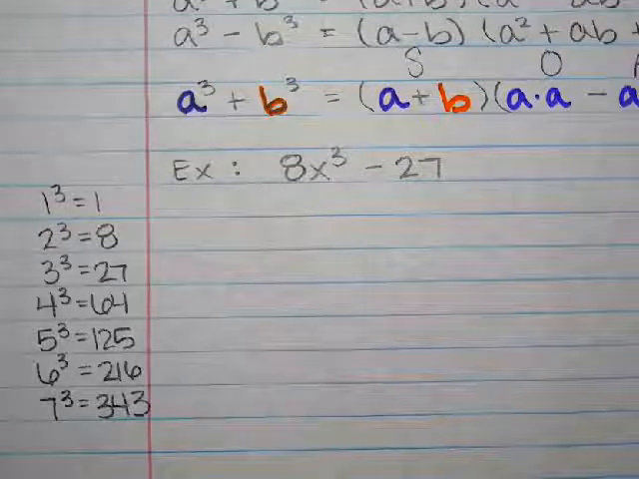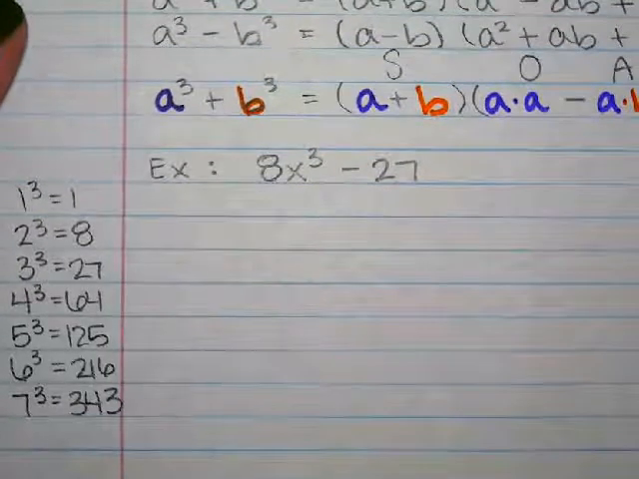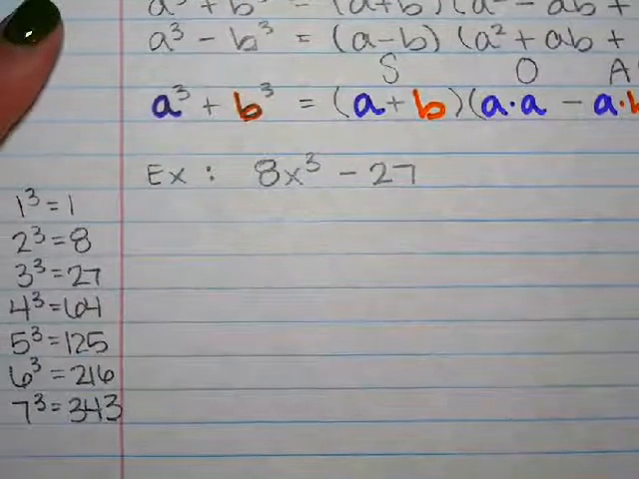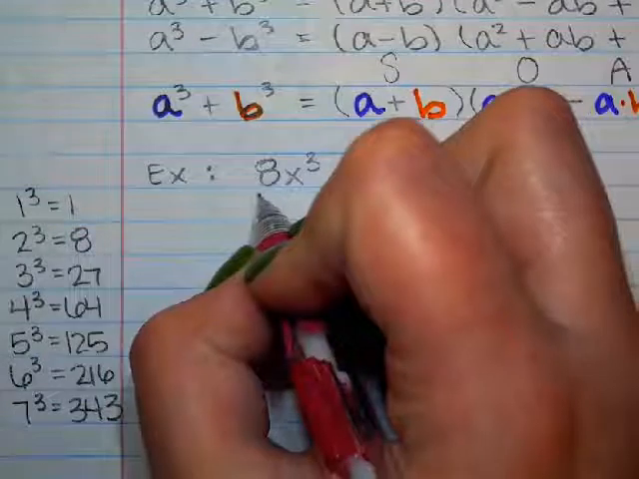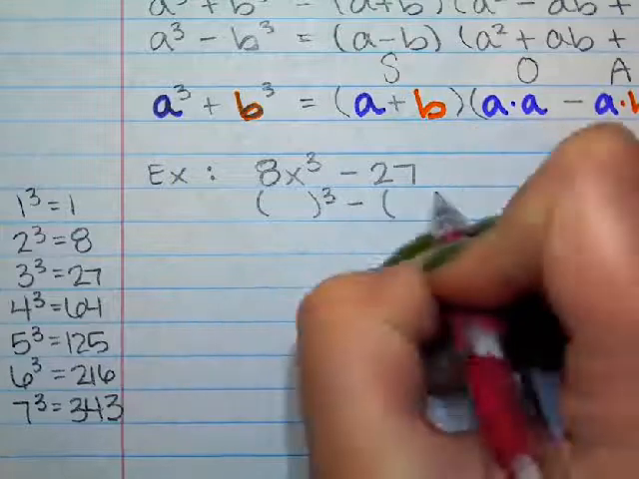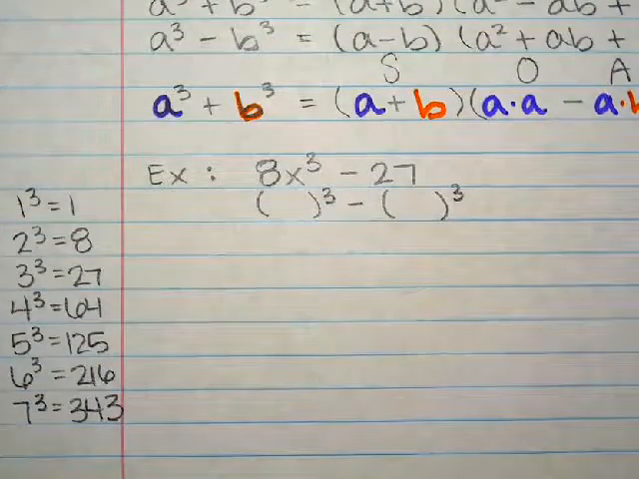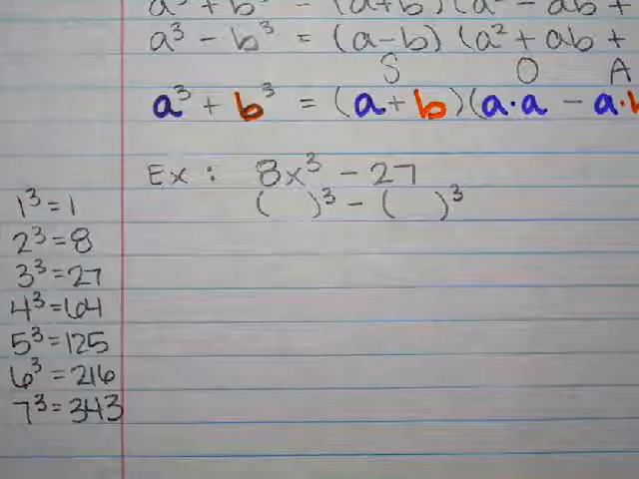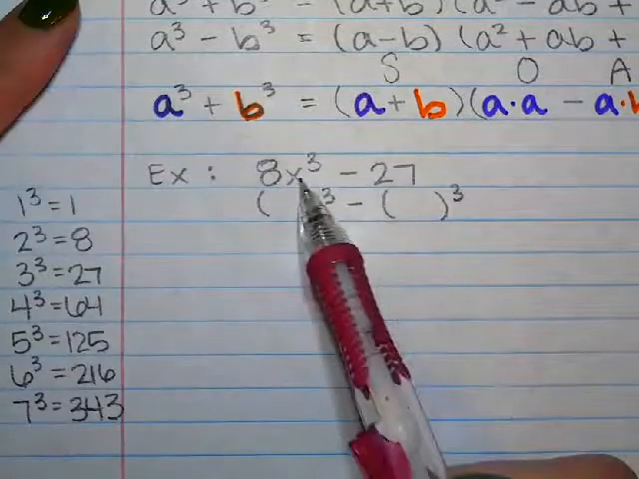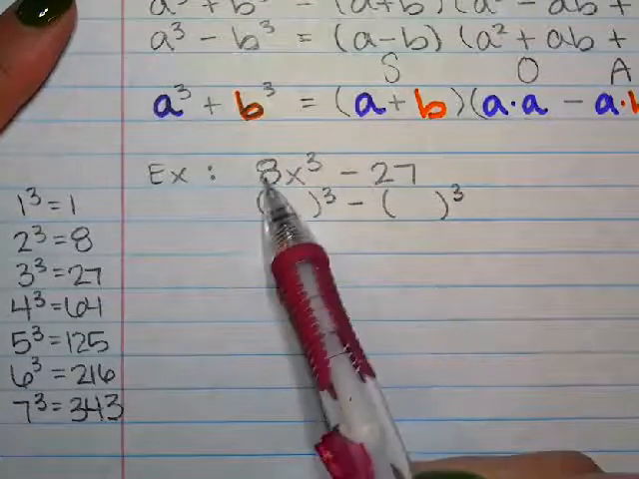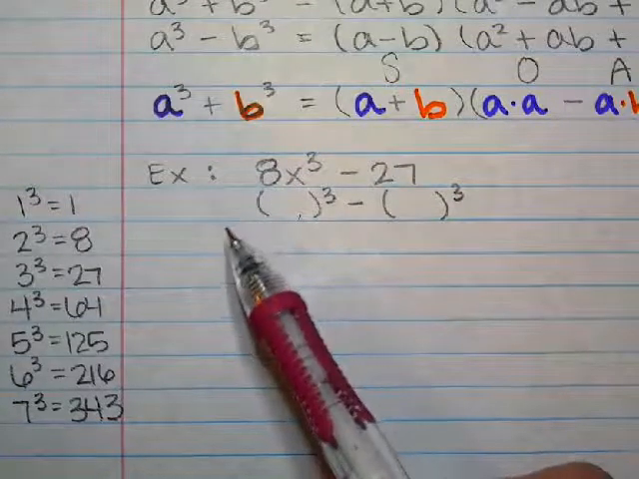Okay. So the first thing I'm going to do when I do one of these problems is I want to rewrite it as something to the third minus something to the third, because I need to know what my A is and I need to know what my B is. Okay, so I already know that I have an x to the third in this one, but 8 is not written as something to the third, it's just a number 8.